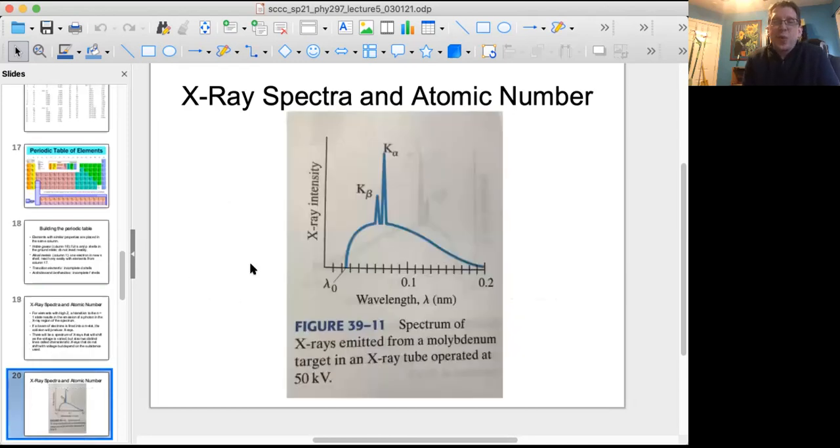And so this is for potassium. Again, you adjust the voltage, the continuum part underneath will shift, but K alpha and K beta are characteristic. Okay, so the K doesn't correspond to potassium. It's emitted from a molybdenum. Let's say that 20 times fast. A molybdenum target in an X-ray tube. And so these two wavelengths are very specific.